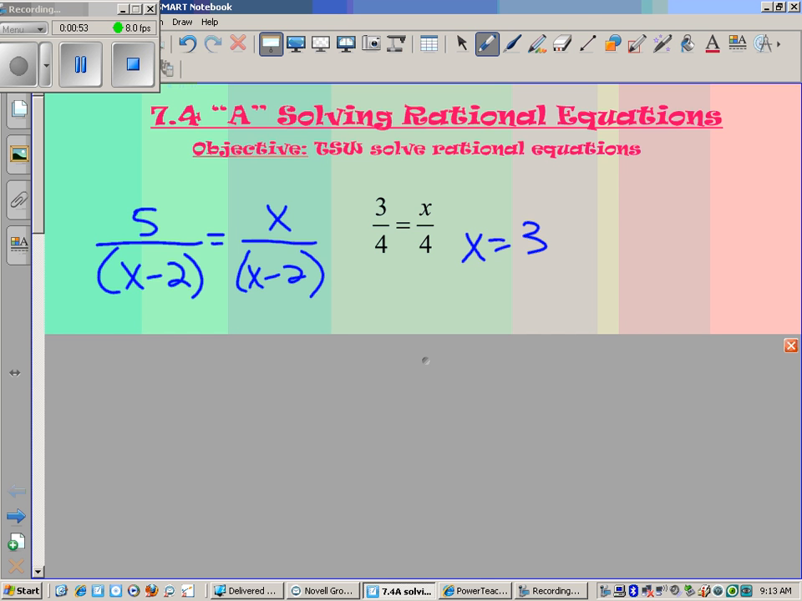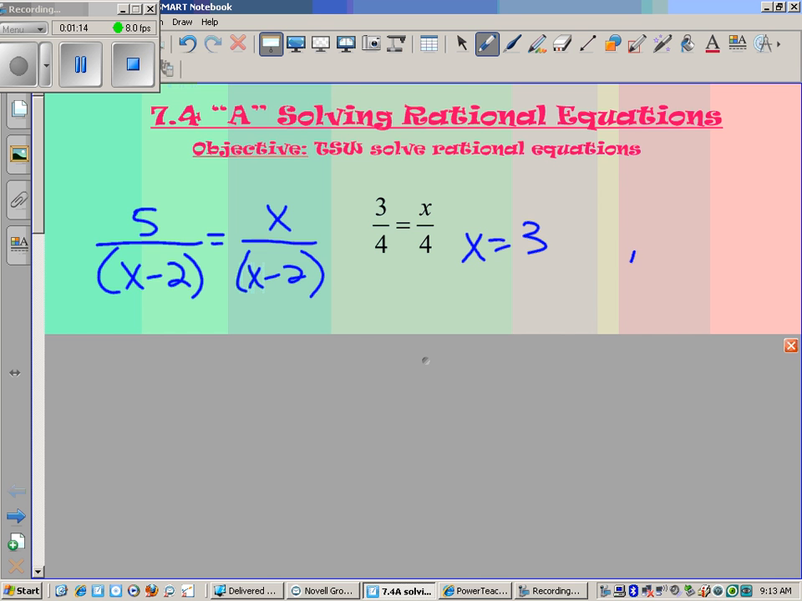What if I gave you that problem? 5 over x minus 2 is equal to x over x minus 2. What do you think x would be? 5. Why do you say 5? That would make them equal. That would make them look exactly the same, right? But only because the denominators are the same.